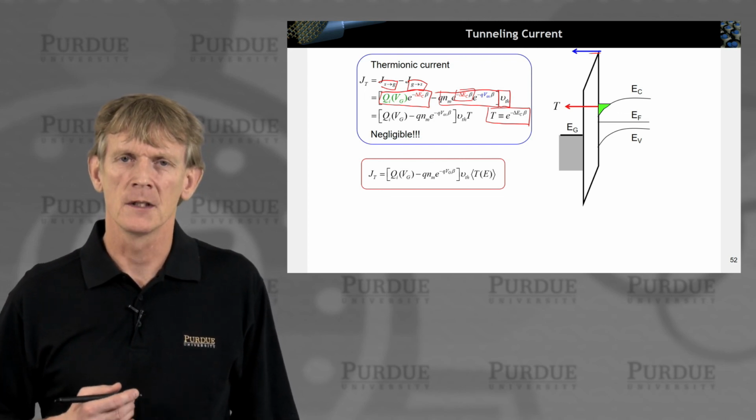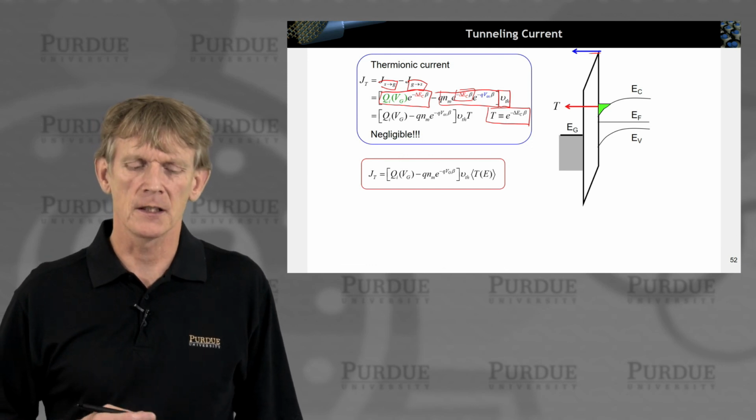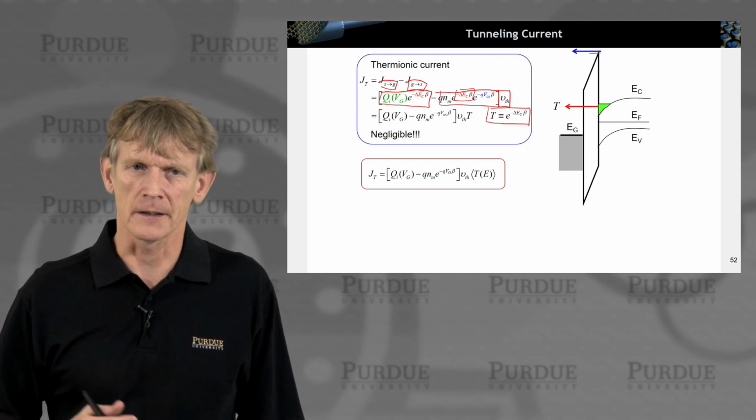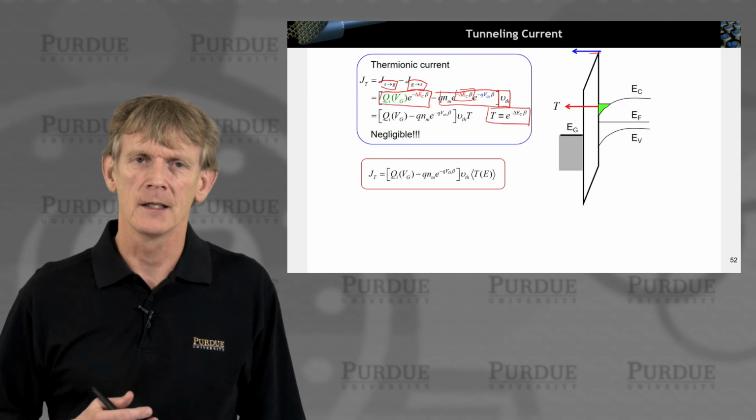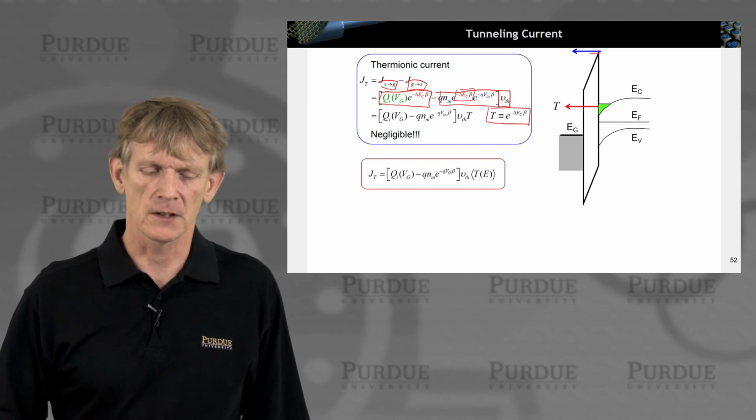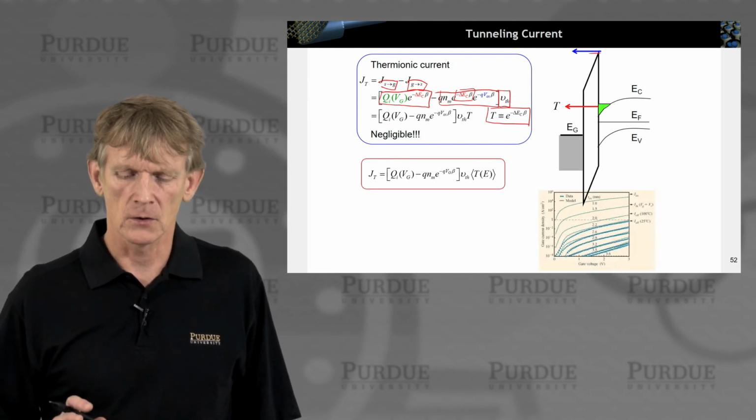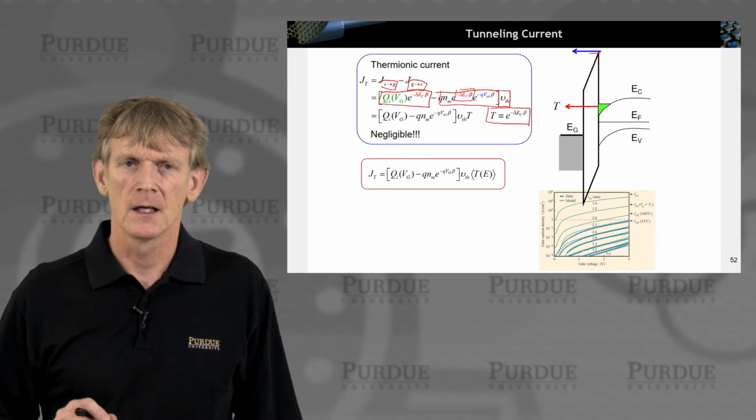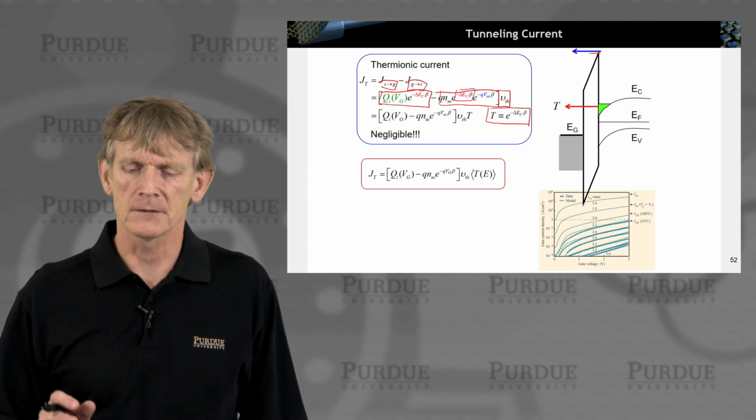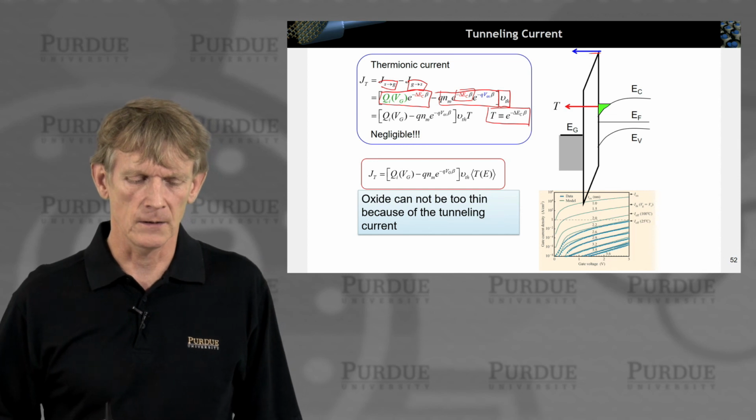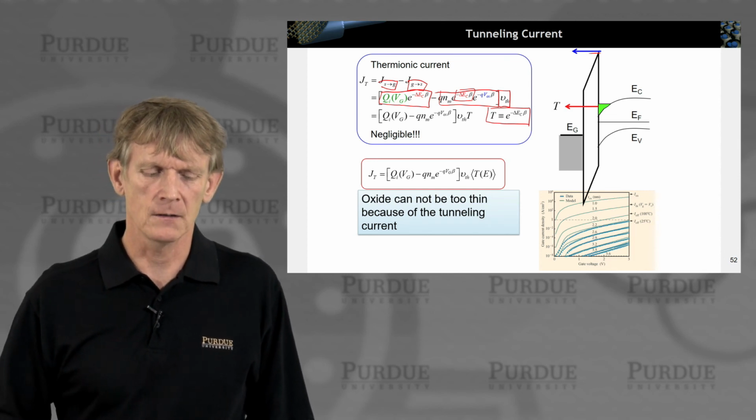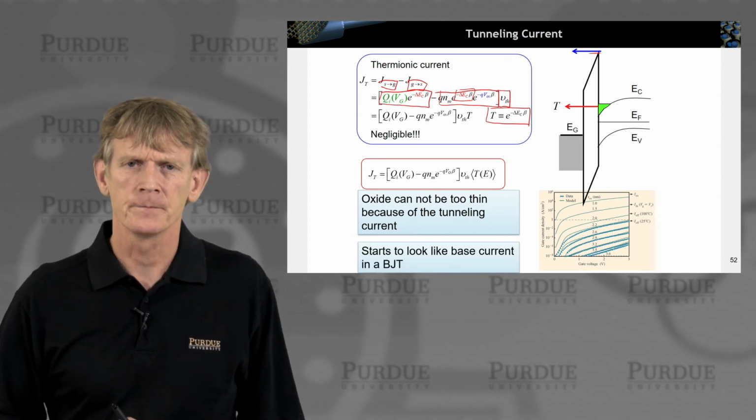There is significant current flow through this. And therefore, you can have significant tunneling out of this device. And that is why you don't build these oxides too thin. Here's a model and experiments that show this, and I'll touch more on that in the next segment as well. So the oxide can't be too thin because of tunneling current.